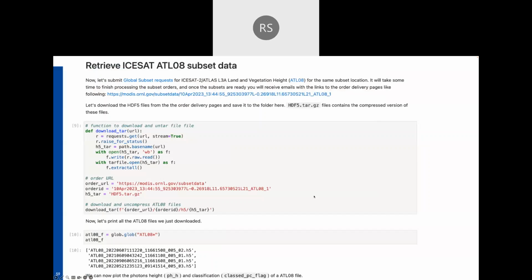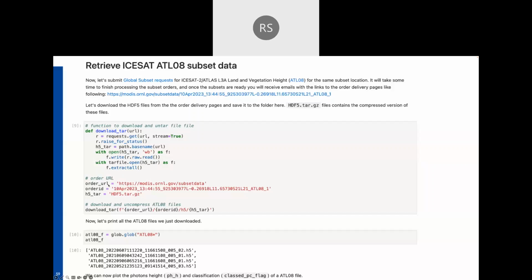An example link is shown here. The last part of this URL is the order ID. It has a date and time, the location, longitude and latitude of the center, and the product name. Now let's download the HDF5 files, which are also compressed, as in this file, h5.tar.gz. We'll use this function here to download and uncompress the file.